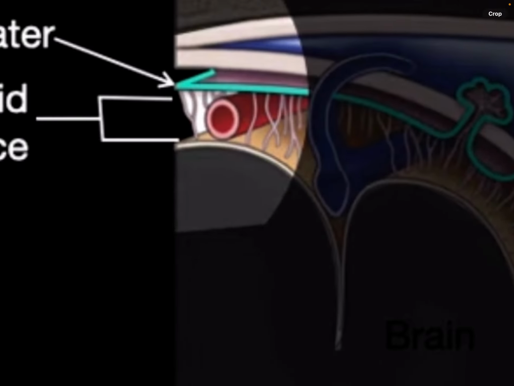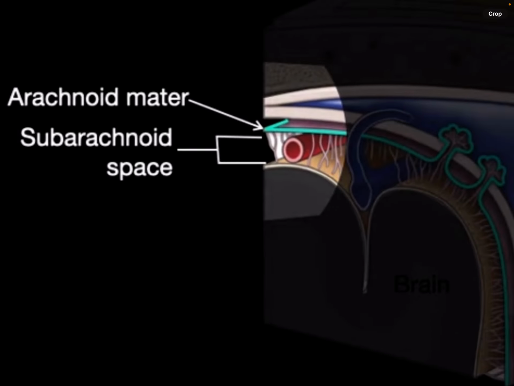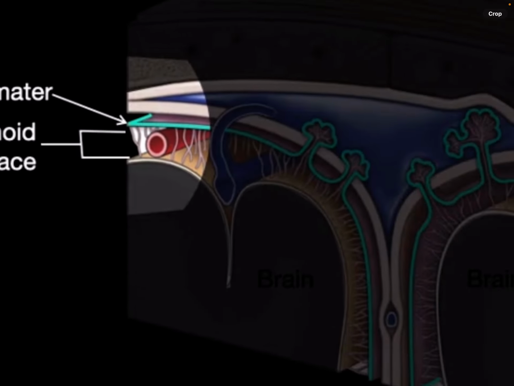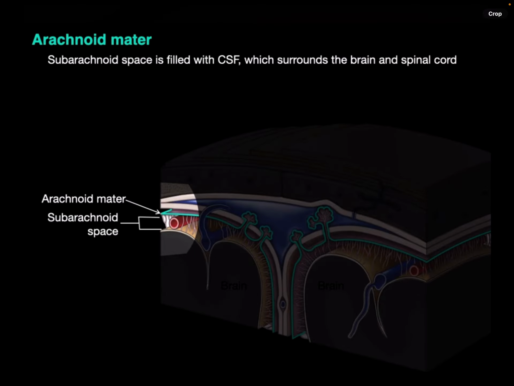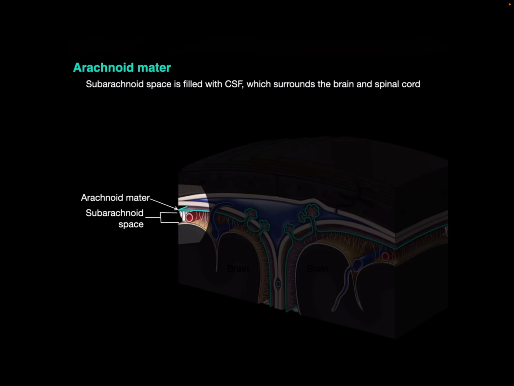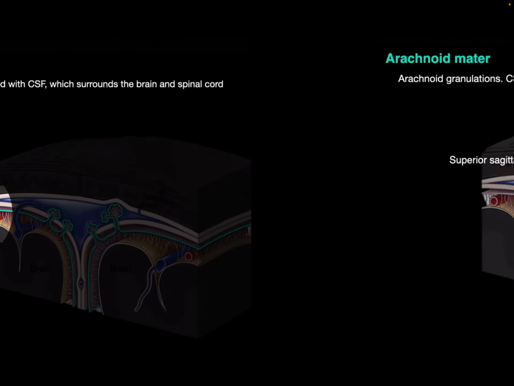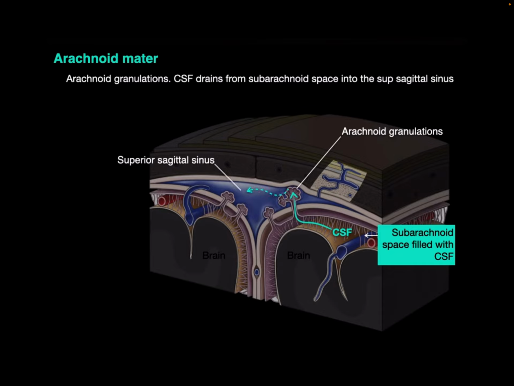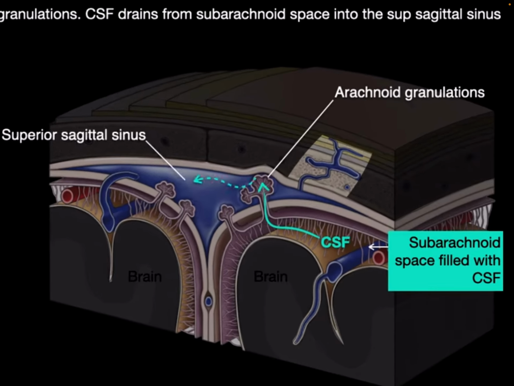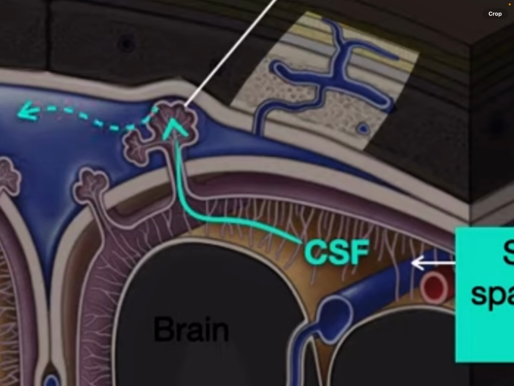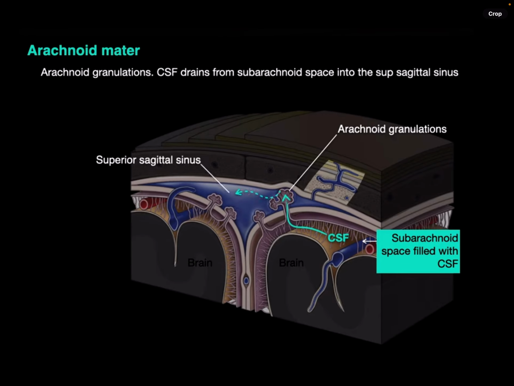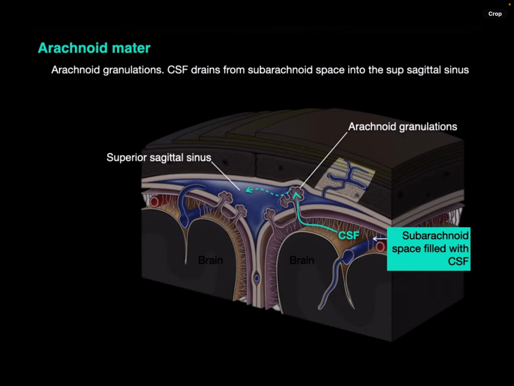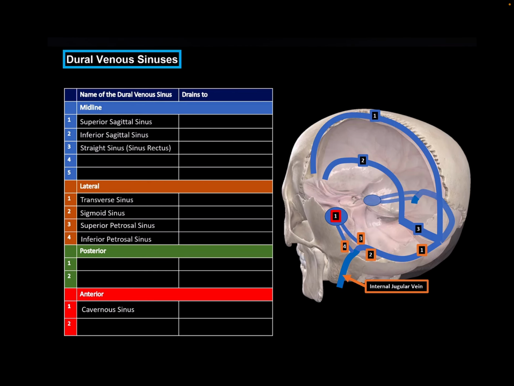Now, below the arachnoid mater is the subarachnoid space, and that's the space where CSF flows. And the subarachnoid layer is going to form the arachnoid granulations, like this you can see. Now, these arachnoid granulations help to drain the CSF. CSF is going to drain from the subarachnoid space into the dural sinuses, particularly the superior sagittal sinus. Here you can see CSF draining from the arachnoid granulation into the superior sagittal sinus, right? So this is also very important for you to know.